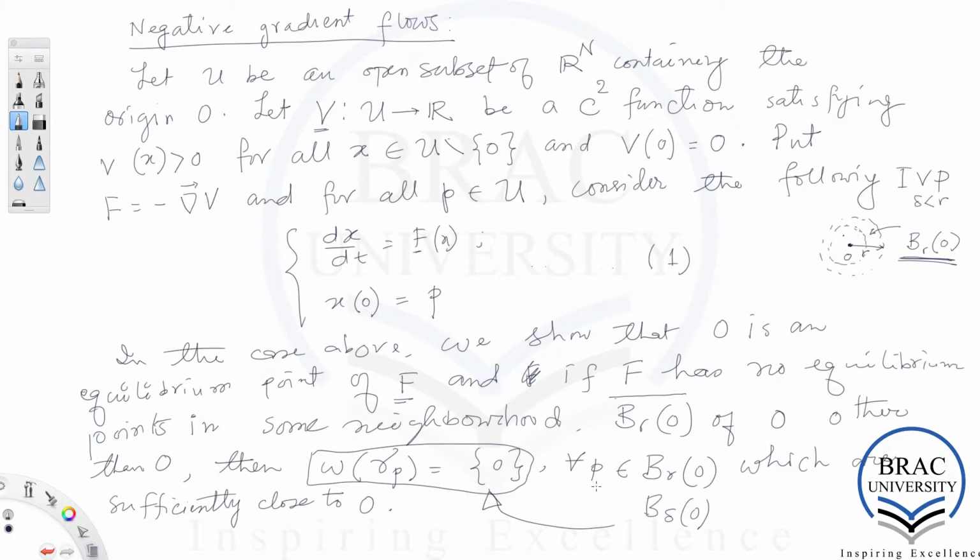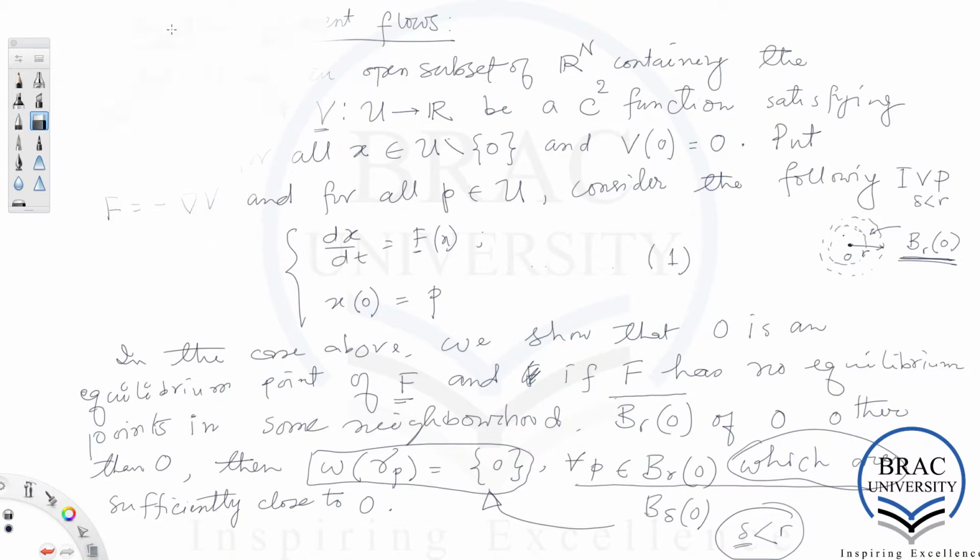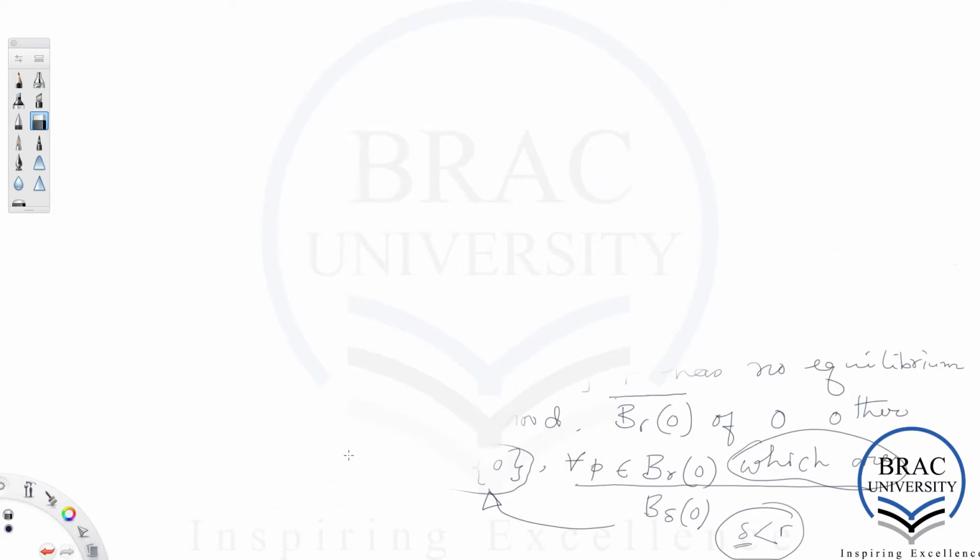That's why we are writing here that for all P in this ball which are sufficiently close, meaning that P belongs to B_delta(0) where delta is less than R. So such a delta exists, that we are going to show. Okay, so let's get started with the proof of the result.